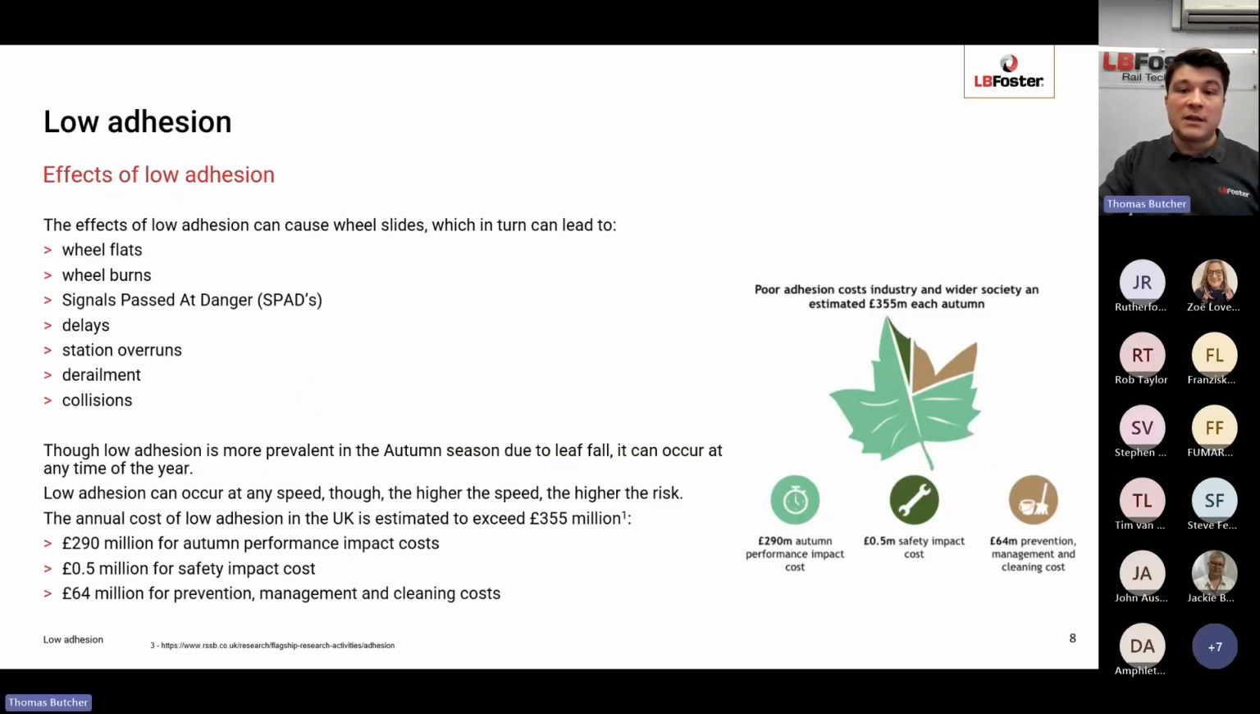The potential effects of low adhesion can vary. They can include wheel flats, wheel burns, signals passed at danger or SPADs, delays, station overruns, and in the worst case scenario, derailments and collisions. The Rail Safety and Standards Board in the UK estimates the cost of low adhesion in the UK to be around £355 million annually. This is attributed to delay minutes, safety costs, and prevention management and cleaning costs. Clearly, the impacts of low adhesion have potentially devastating safety and financial implications.